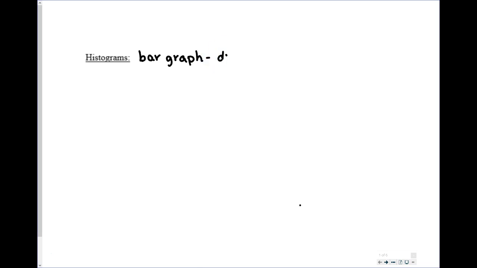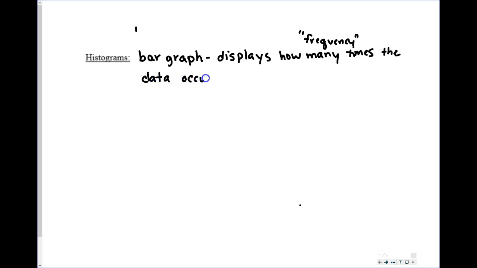And it displays how many times, which we call frequency, the data occurs. It's divided into equal intervals, and this is really important. So like last learning target, the major point I wanted you guys to be able to do is to work on your spacing with those number lines. A similar issue is going to happen here. We want equal intervals, and I'll show you more what I mean here.